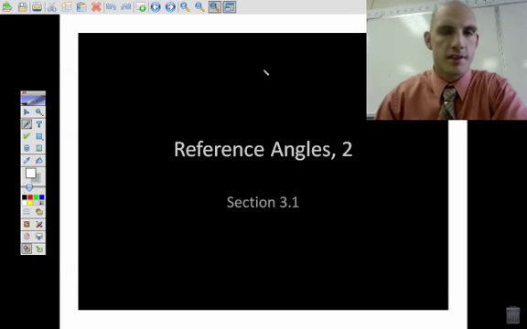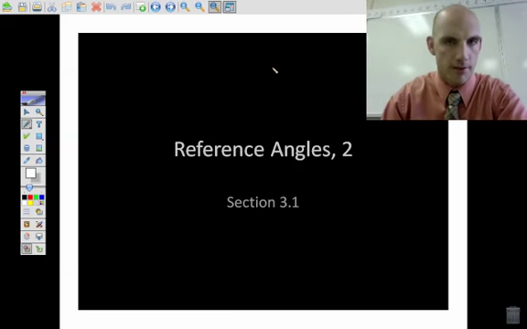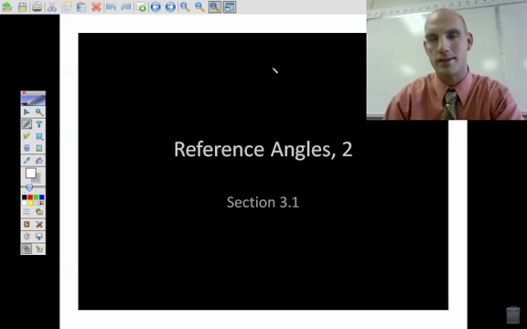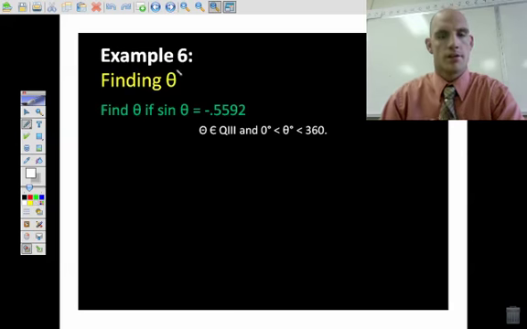Okay, this is the second part of the lesson on reference angles. Instead of discovering reference angles, in this one we're going to start using reference angles to accomplish some specific tasks, such as finding angles in the coordinate plane. So here we go. Finding theta.